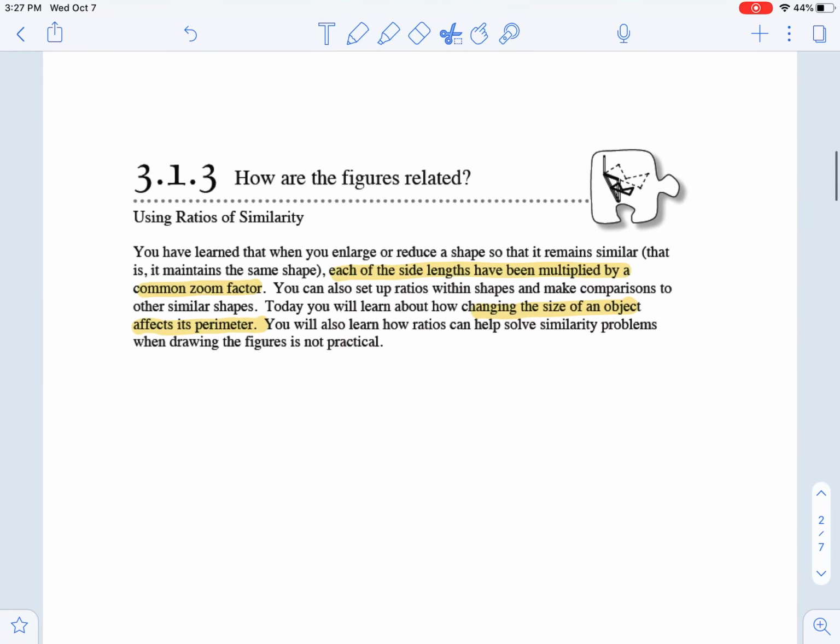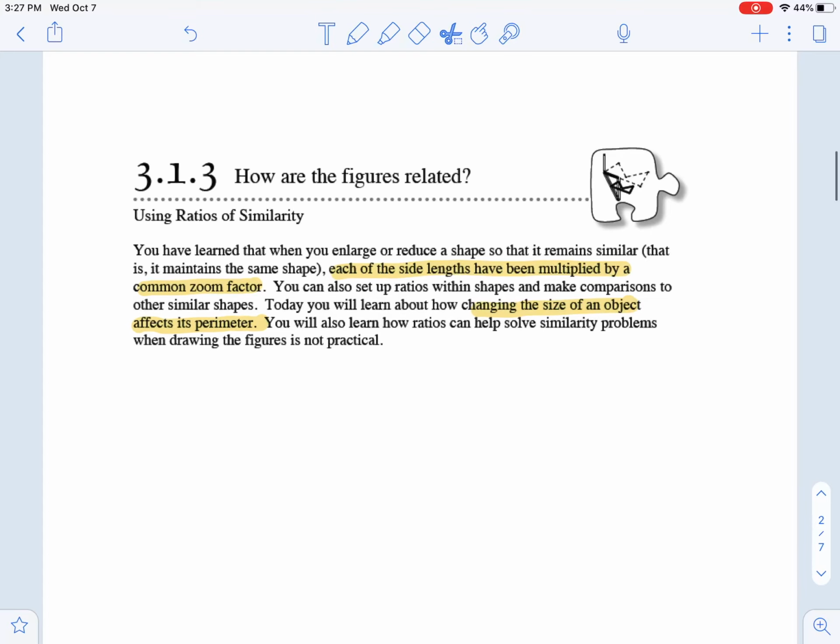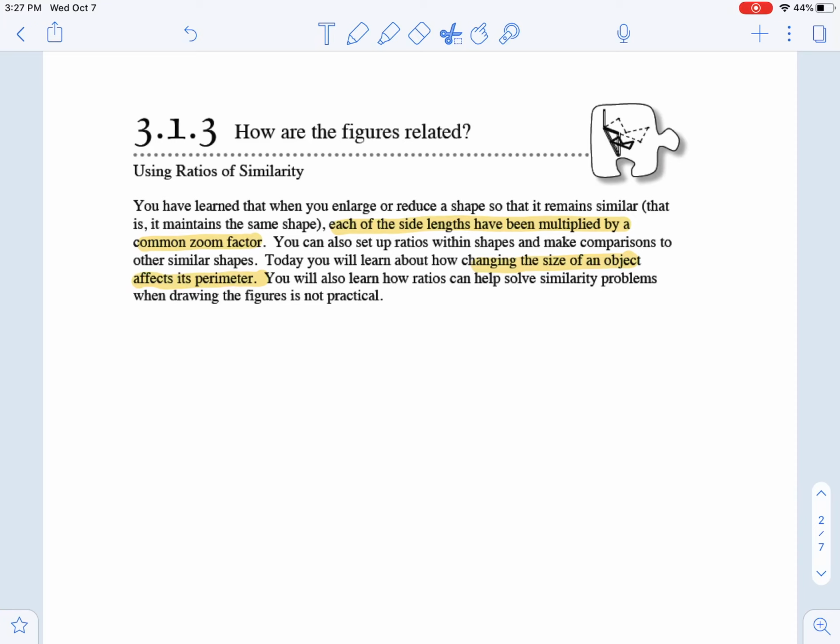Okay? We've learned about similar figures yesterday. We've learned that each side length has been multiplied by a common zoom factor. We've also learned that the angles don't change in those similar figures. Today we're going to be looking at how changing the size of a shape changes its perimeter.